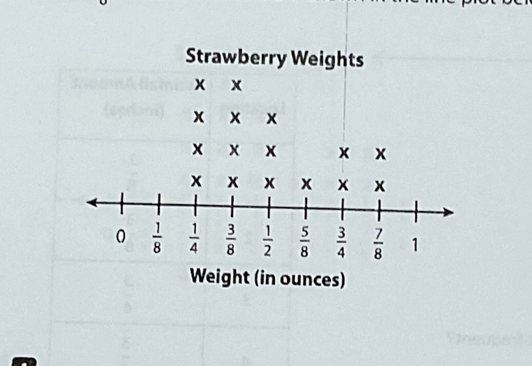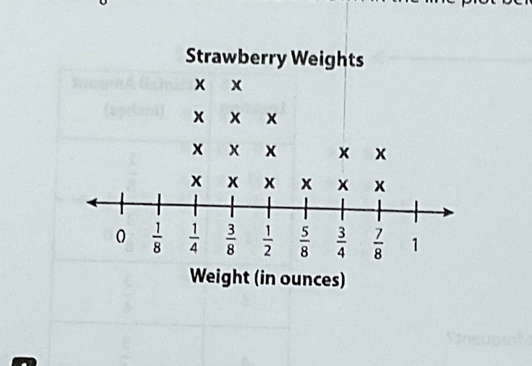Do we have any 1/8 of an ounce strawberries? No, because if we did, we would have X's there, right? So we have no 1/8 ounce strawberries. But if we look at 1/4 of an ounce or 2/8, 1/4 and 2/8 are the same. So if we look at 1/4, how many strawberries weigh 1/4 of an ounce? Well, how many X's are there? 4, right? And so that means that we have 4 strawberries that weigh 1/4 of an ounce.